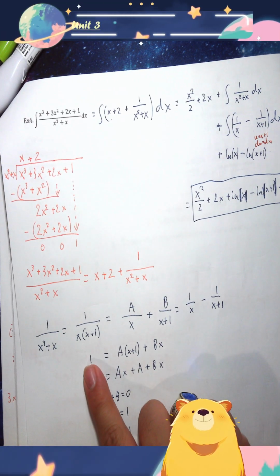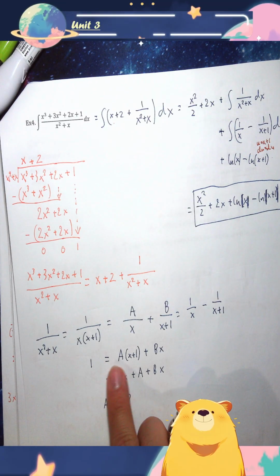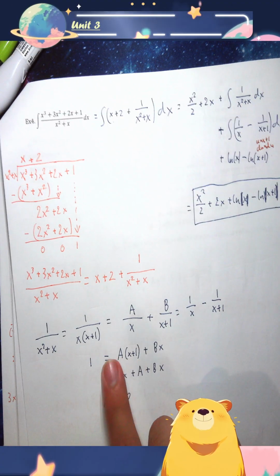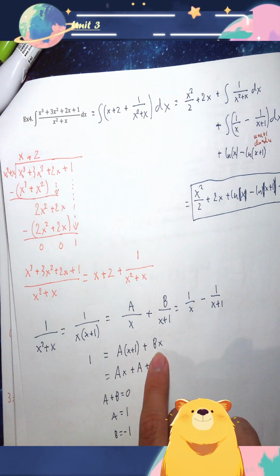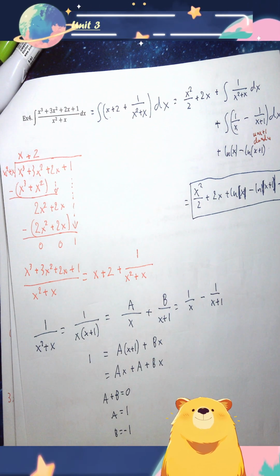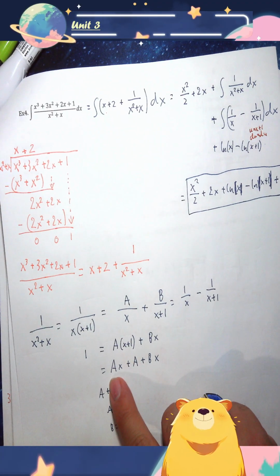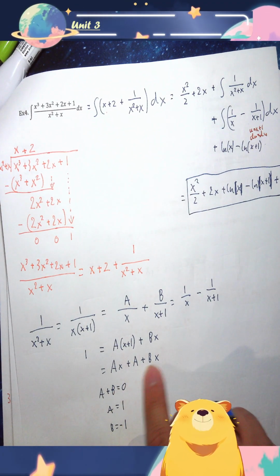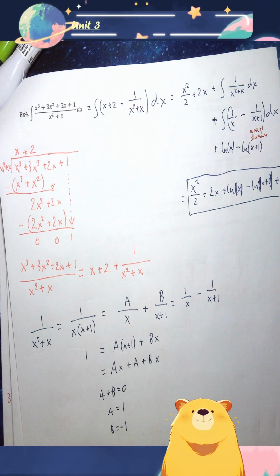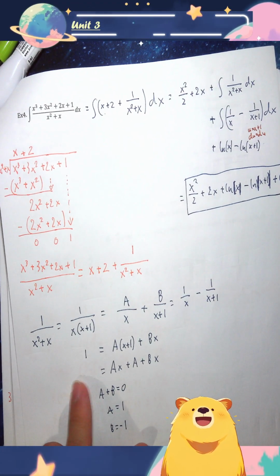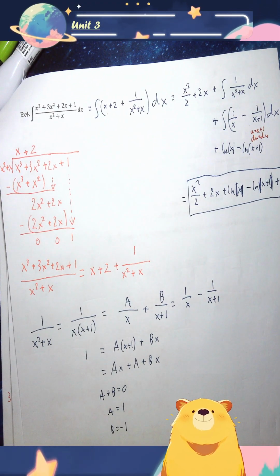Multiply both sides by the denominator, we get 1 is equal to a times x plus 1, and then b times x. Distributing the a, you have ax plus a plus bx. a plus b is equal to 0 and a is equal to 1. Because there's no x on the left, a plus b is equal to 0, then b must be negative 1.